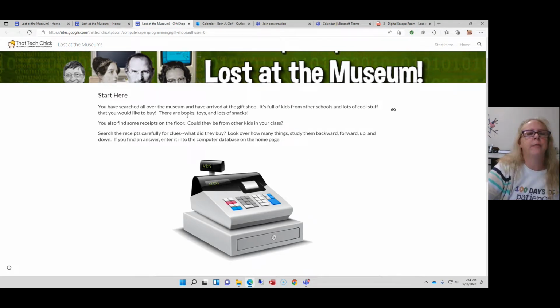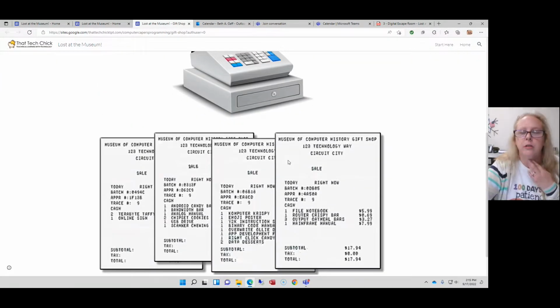You have searched all over the museum and have arrived at the gift shop. It's full of kids from the other schools. You also find some receipts on the floor. Could they be from the other kids in your class? Search the receipts carefully for clues. What did they buy? Look over how many things, study them backward, forward, and up and down. If you find an answer, enter it in the computer database on the home page.